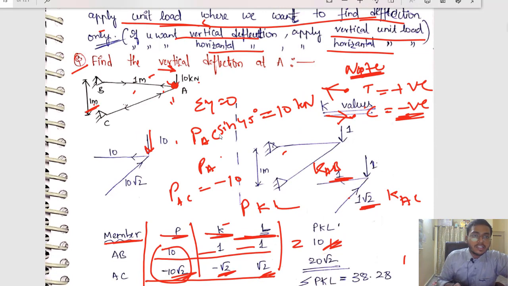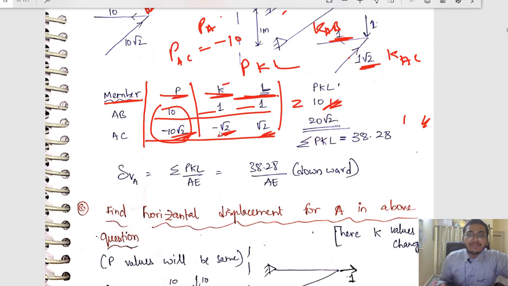See, using Pythagoras theorem, this length was 1 meter, this length was 1 meter. So obviously this length is under root 1 square plus 1 square, which is root 2. I hope you know at least this, right? So just substitute it: 10 plus 20 root 2. Your sigma PKL value is 10 plus 20 root 2, which is nothing but 38.28 units.